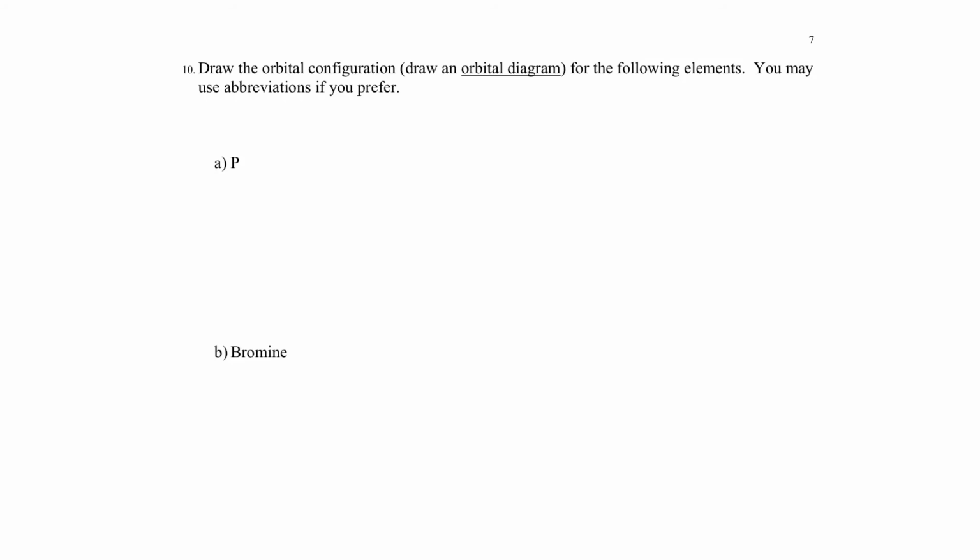Okay, it said you can use the abbreviation if you prefer, so it's up to you whether you wanted to start with 1s2 and work your way up or use the shorthand. I'll do one of each. Okay, so if we start with phosphorus, follow along on your periodic table, but hopefully you feel all right making your electron configurations. So if you do that, the normal electron configuration for phosphorus would be 1s2 2s2, 2p6, 3s2, 3p3.